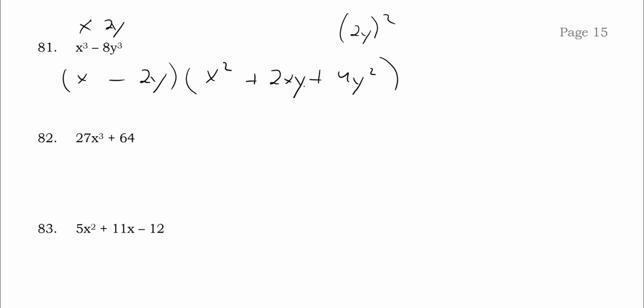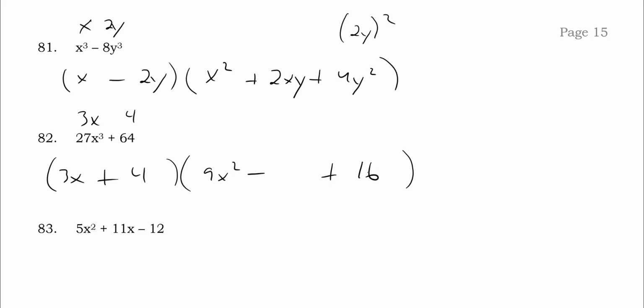Okay. This is sum of two cubes, so cube root of 27x cubed is 3x. Cube root of 64 is 4. So again, we're going to use SOAP. Same sign, opposite sign, always positive. So 3x and 4. 3x squared, which is 9x squared. And 4 squared is 16. And then the product of those two is 12x. And you're done with the problem.